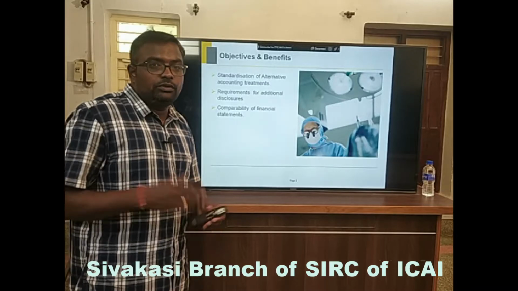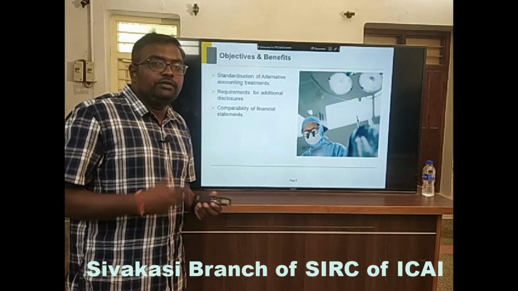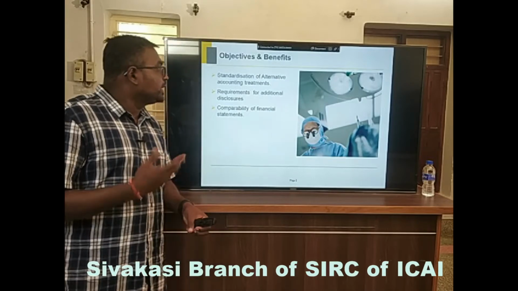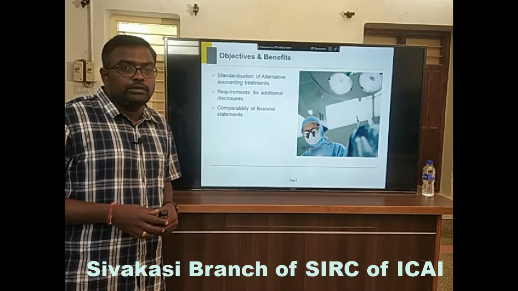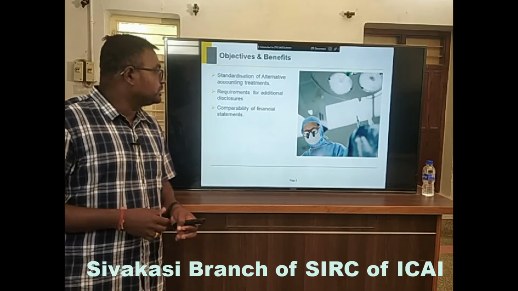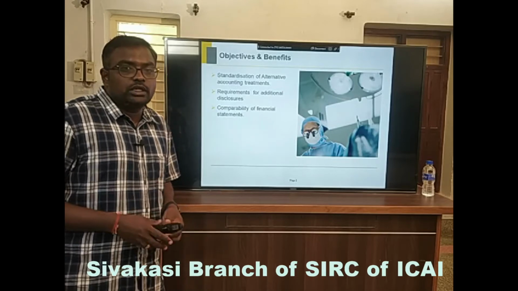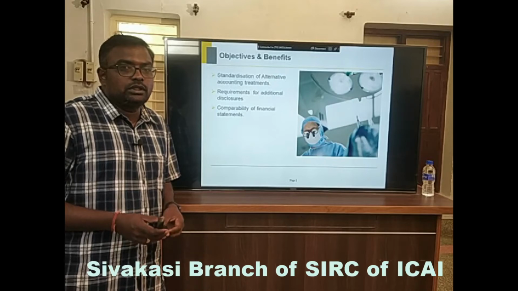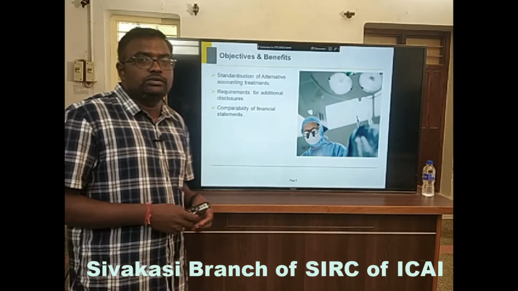What is the objective of introducing accounting standards, and what is the benefit? Standardization of alternate accounting treatments, which I will explain with an example in the next slide, and requirements for giving additional disclosures. What do you mean by additional disclosures? This is most required for users of financial statements.